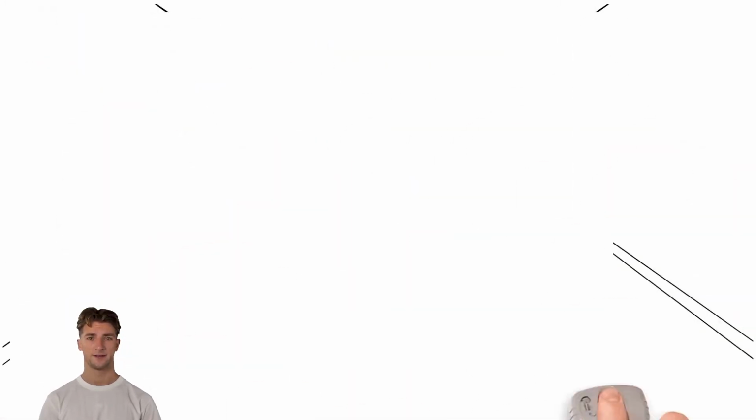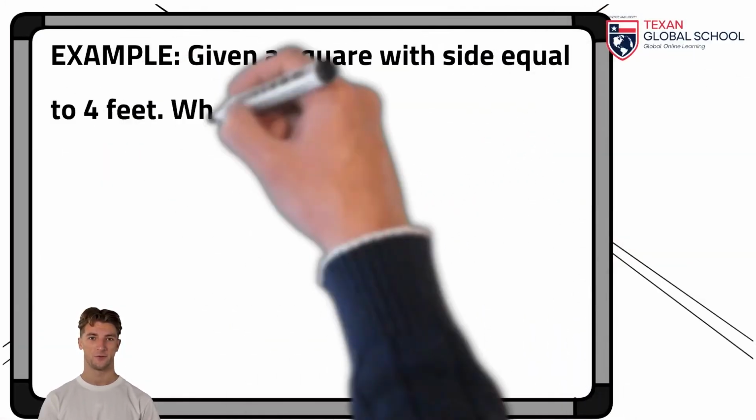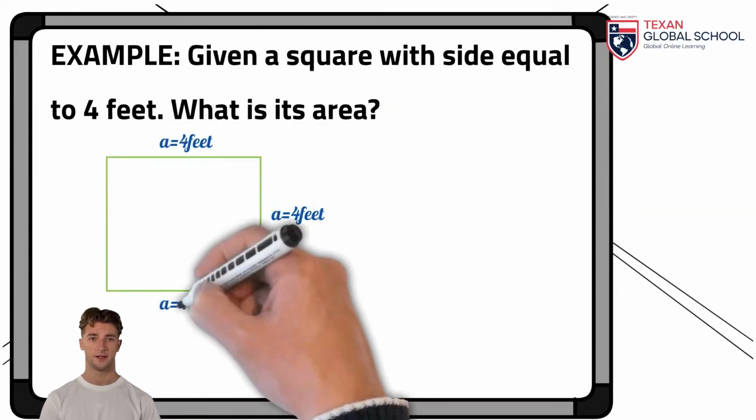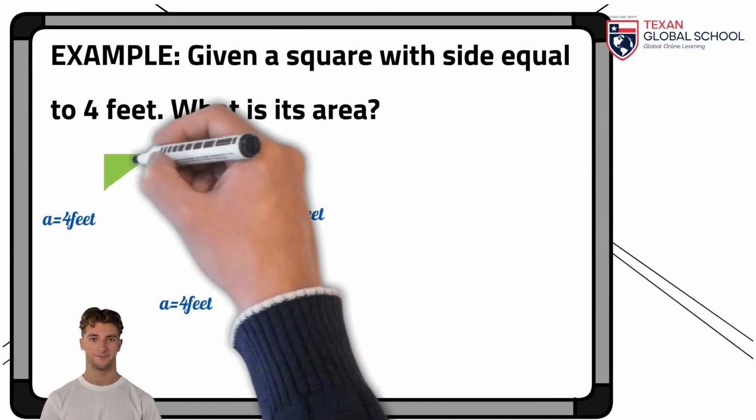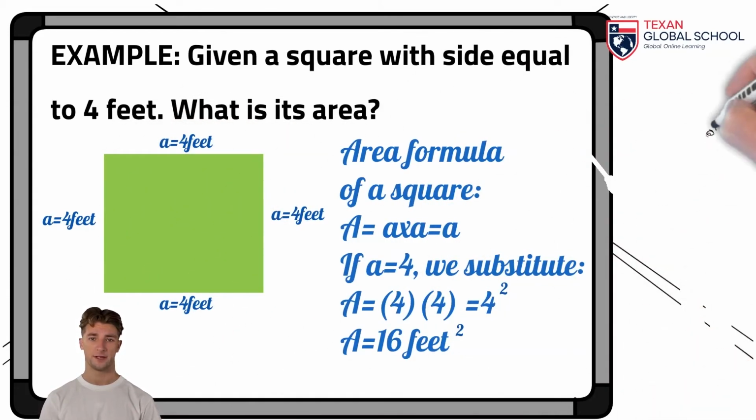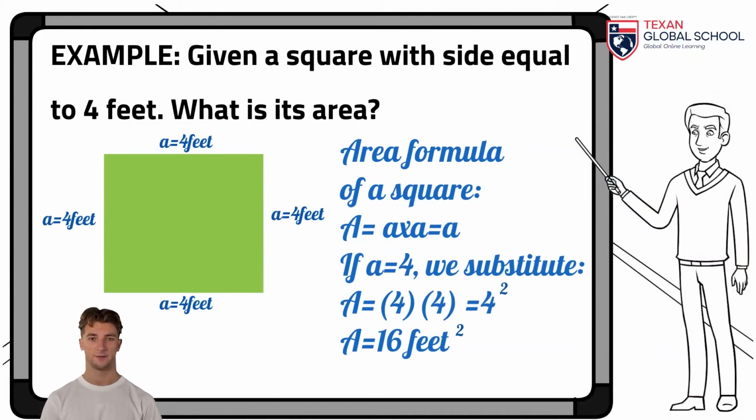For instance, given a square with a side equal to 4 feet, what is its area? Using the first formula, we multiply 4 by 4. Or we simply take the value of one of its sides, which is 4, and square it. Either way, we get that the area of this square is 16 square feet. Again, we emphasize the importance of the units of measurement requested in the problem.